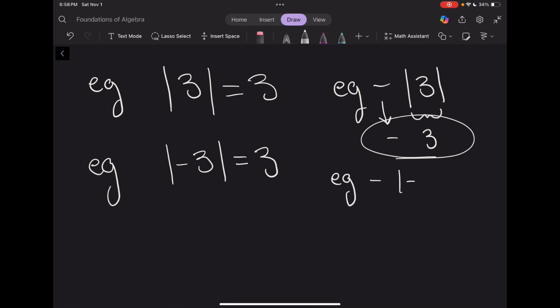And let's say I had a negative on the outside and the inside. Well, I'm going to bring down the negative because it's outside of these absolute value bars. If it was inside, it's a different case, but this time, it's outside. And then the absolute value of negative 3 is 3. So I still get negative 3 here.